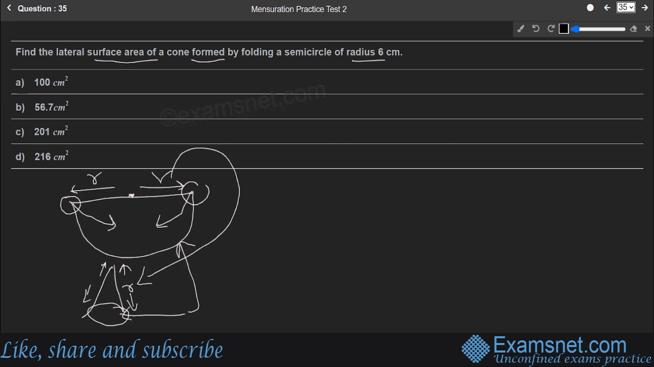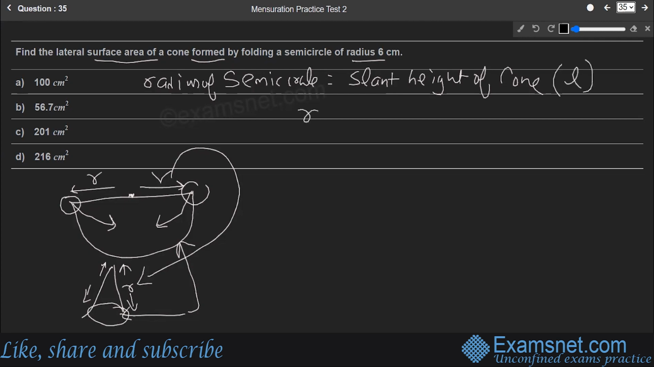So we got two conclusions. The first conclusion is that the radius of the semicircle that was folded is equal to the slant height of the cone, which is represented by L. So clearly R is equal to L. The R of the semicircle is equal to the L of the cone, which is 6, because the radius of the semicircle is given as 6. So the slant height of the cone becomes 6 centimeters.